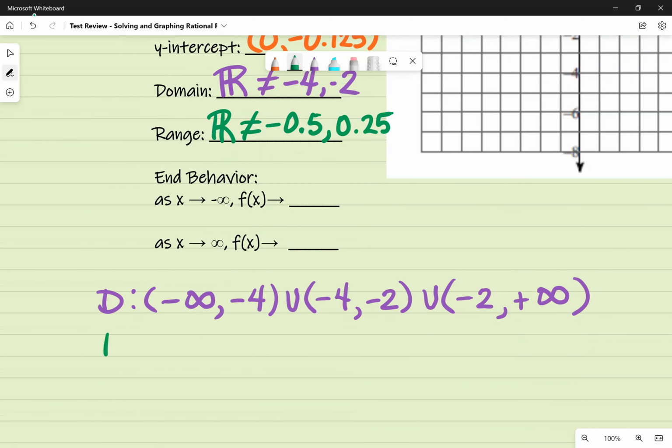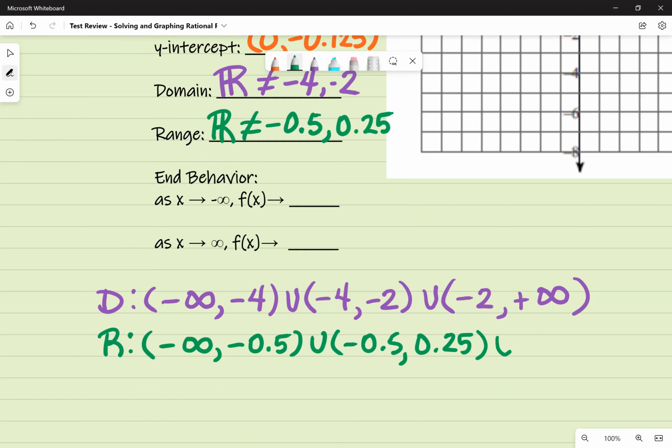So if I wanted to write it in interval notation, I again start with negative infinity, -0.5, union, that same -0.5 to 0.25, union, and then that 0.25, and it ends with positive infinity. That's my domain and my range.